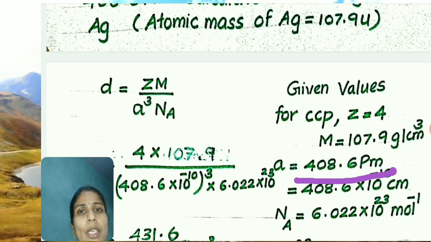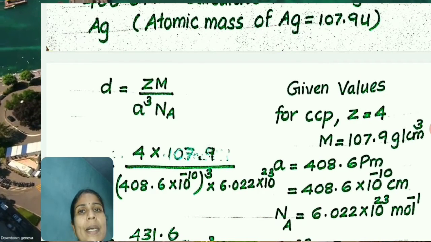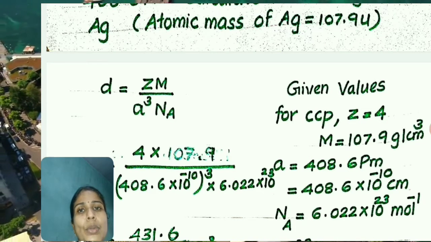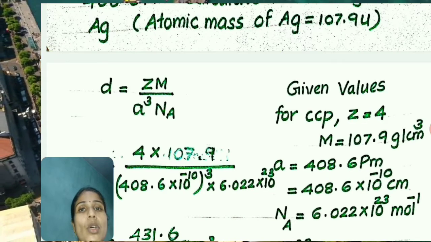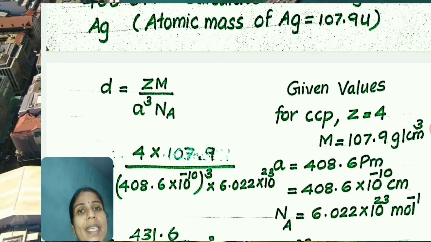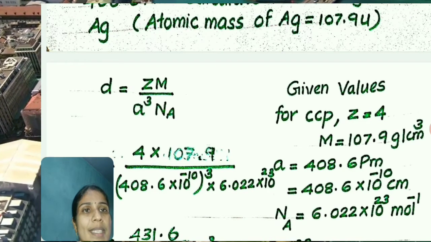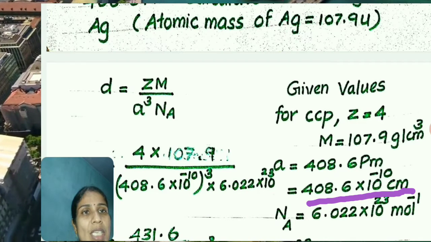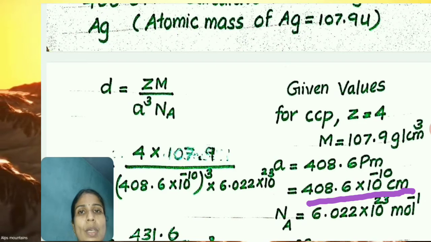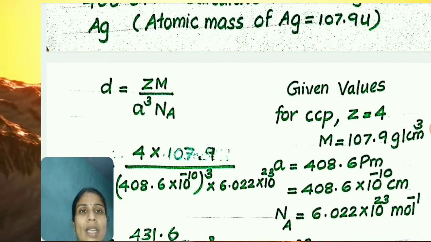It is given in picometer, but we calculate the density which is normally in gram per centimeter cube. So this edge length is also converted into centimeter. So the picometer is converted into centimeter, it is multiplied by 10 raised to minus 10. Then the edge length A is here 408.6 into 10 raised to minus 10 centimeter. Note the point, picometer is converted into centimeter, then it is multiplied by 10 raised to minus 10.